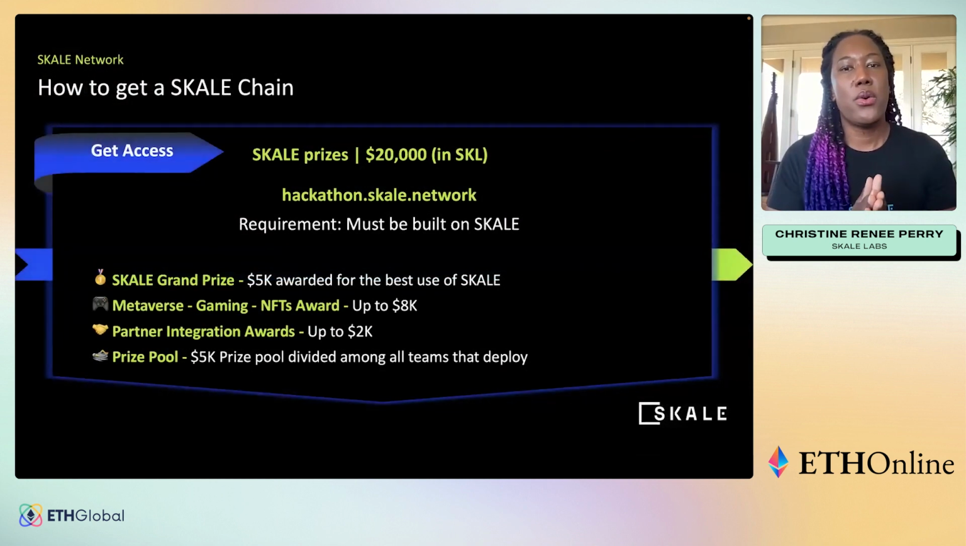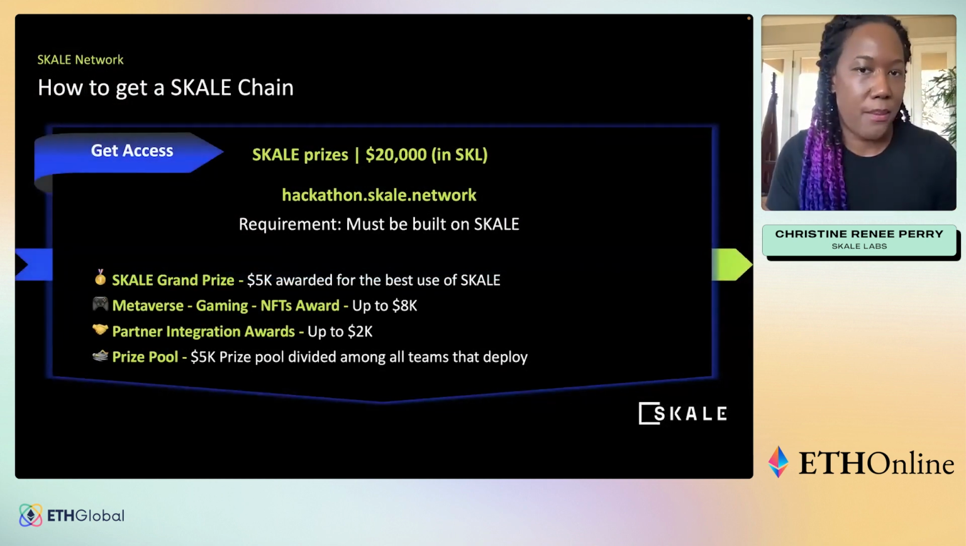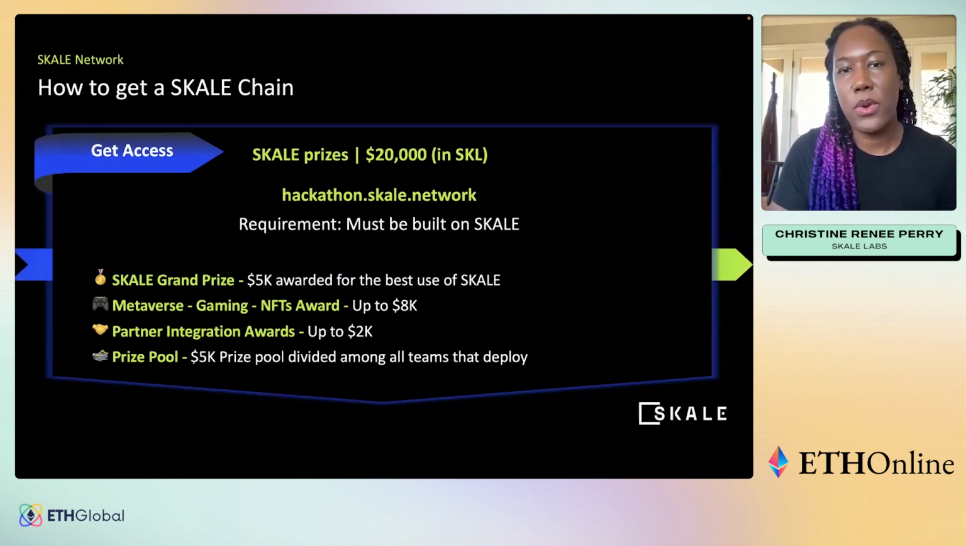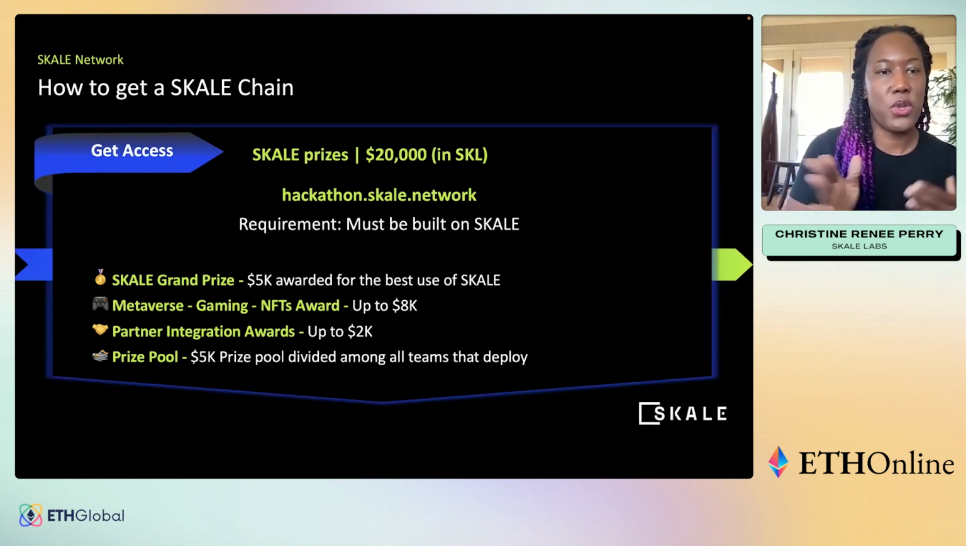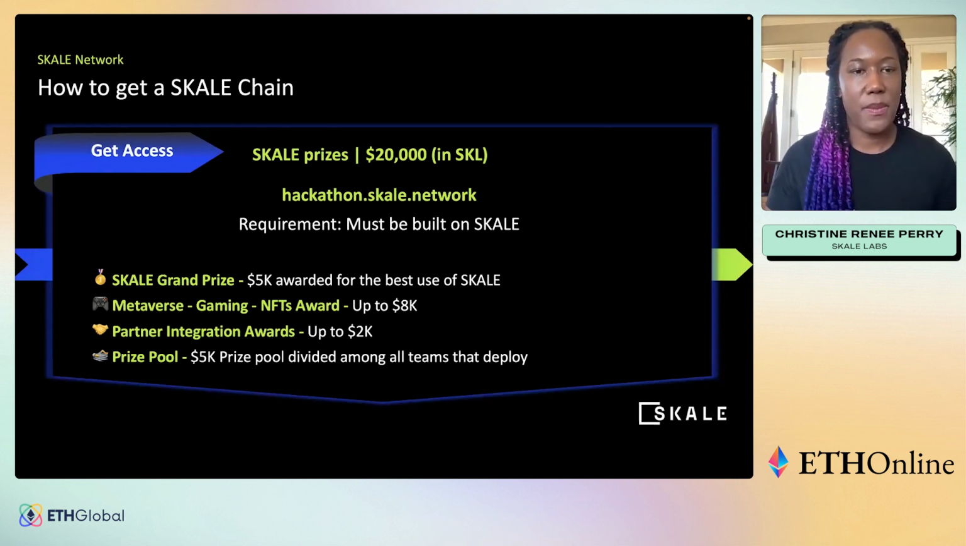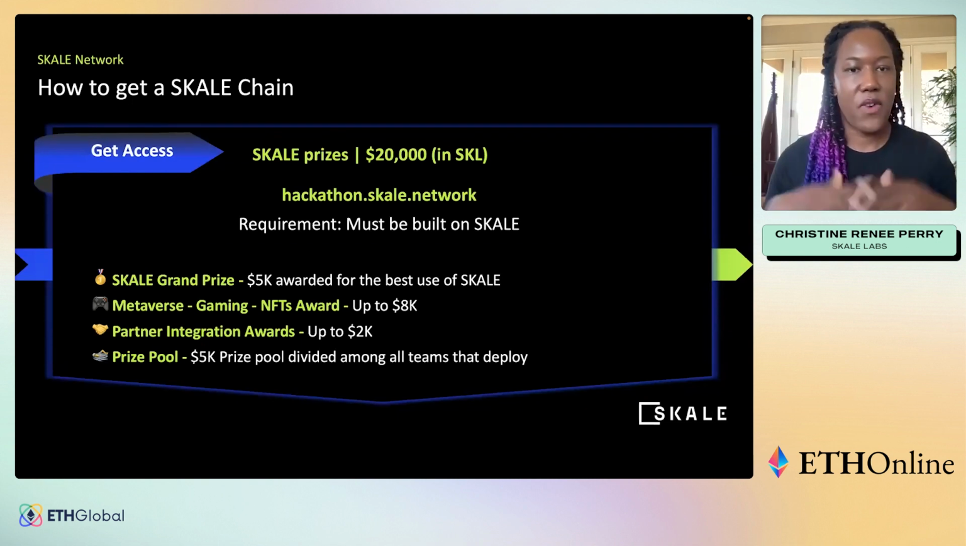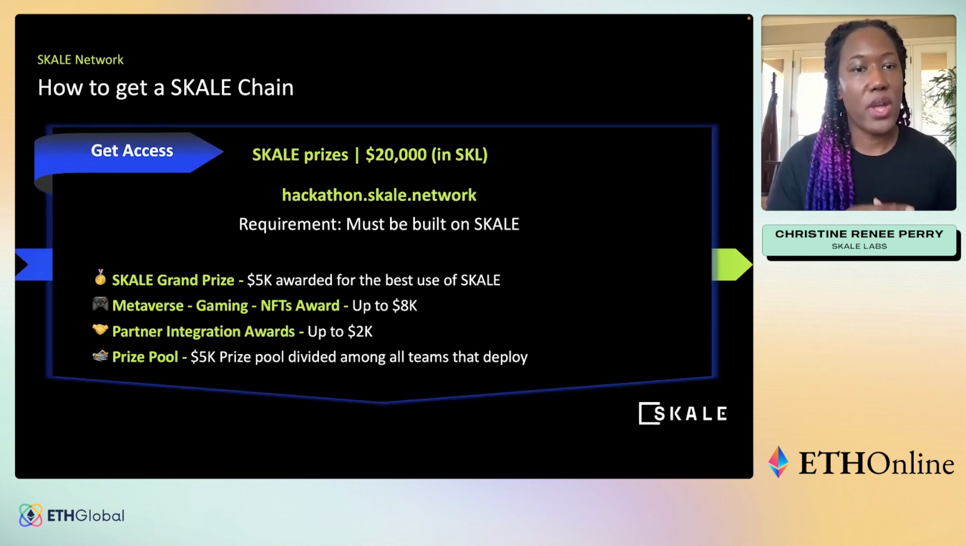Before we get started though, we'd love to first talk about the hackathon prizes that we have. SKALE Network is giving out $20,000 worth of SKALE, and it's going to be divided into a few different categories. The first one is going to be a grand prize winner, so $5,000 awarded to the best use of SKALE. The next one is going to be a metaverse gaming and NFT award up to $8,000. And what that means is multiple projects can win within this category and split the bounty there.